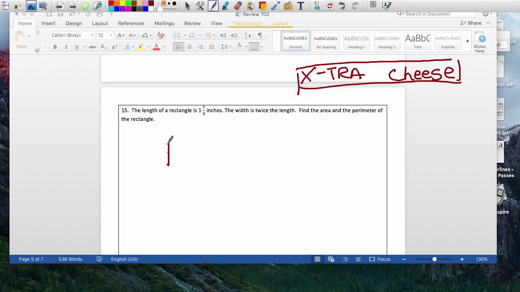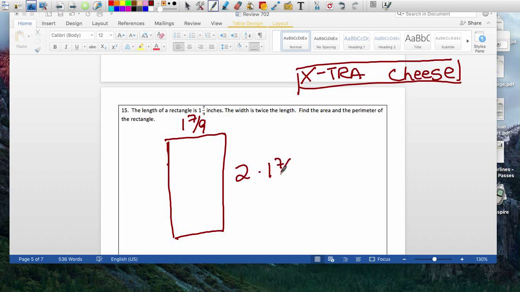The length of a rectangle is 1 7/9 inches. The width is twice the length, so the width here is 2 times 1 7/9, right? We want to find the area and the perimeter. So let's find the width first. If I multiply 2 times 1 7/9, it's going to be 2 times 16 over 9, which is 32 over 9.